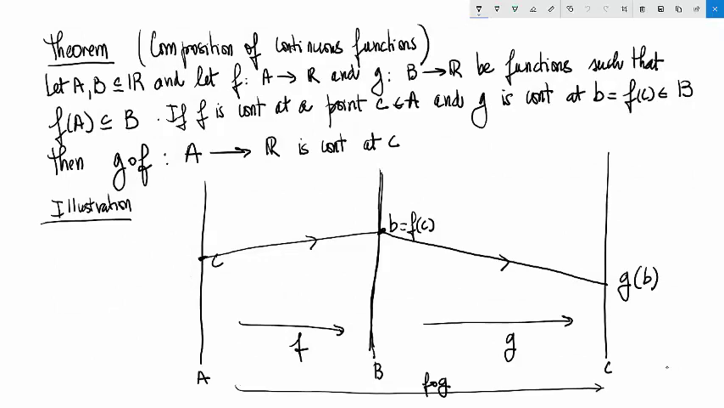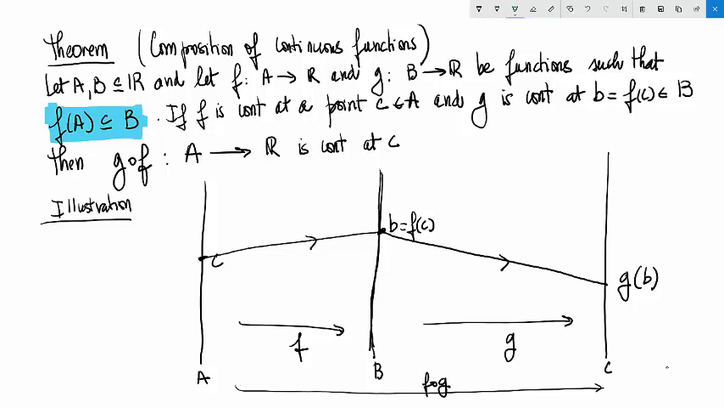The next theorem deals with composition of continuous functions, and the theorem is stated as follows. Let A and B be two subsets of the real line, and let f be a map taking A into R, and g a map taking B into R. Suppose that the range of f, which is f of A, is contained in B, which is the domain of g.